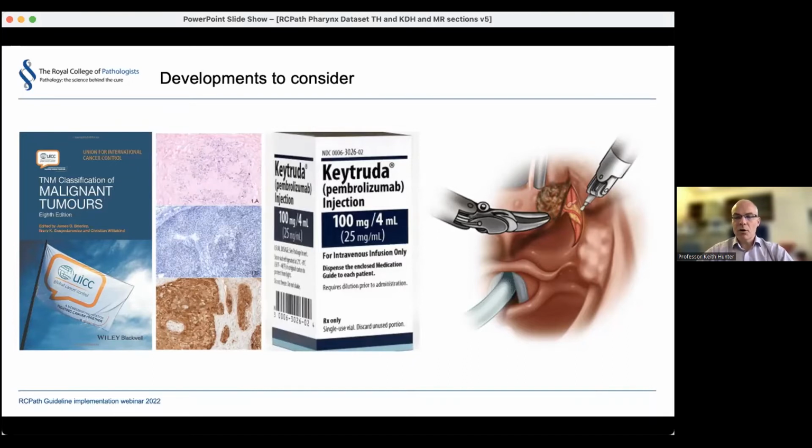Something which was not really on the horizon at all in 2013 was the whole area of immunotherapy. This is something which has obviously increased across a large number of cancer sites, with the authorization for use of pembrolizumab and various other immunotherapies available, particularly through clinical trials in the intervening time. This has become an issue which we have addressed to some extent within the dataset, particularly in relation to the companion biomarkers that are associated with immunotherapy.